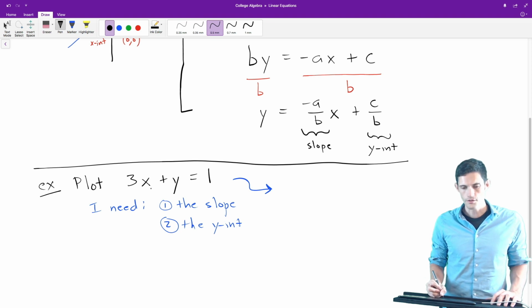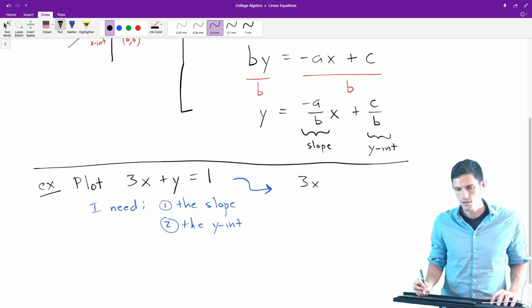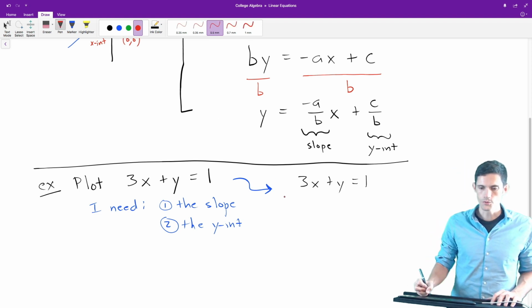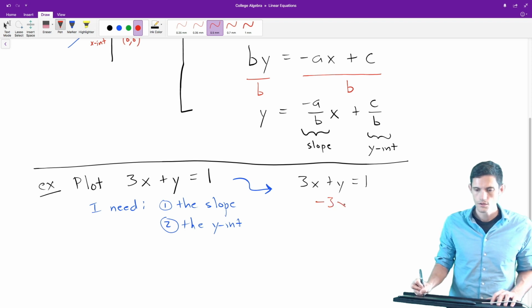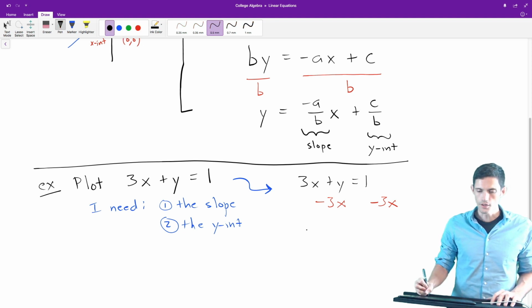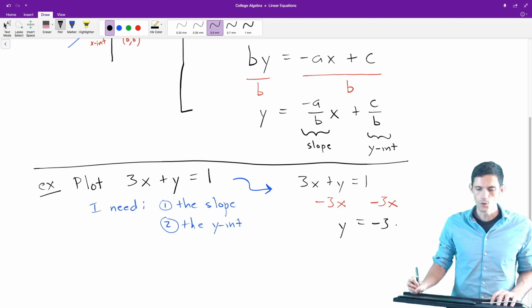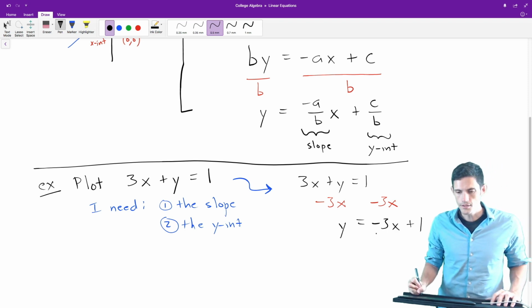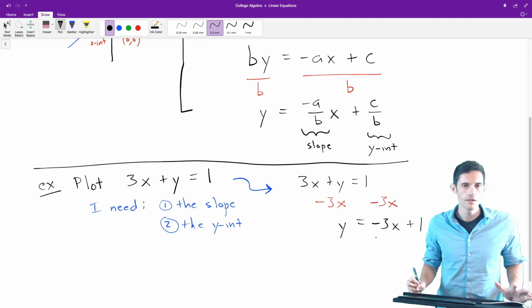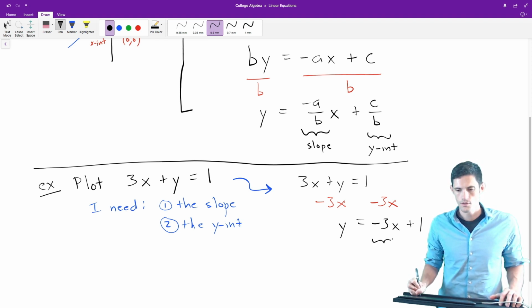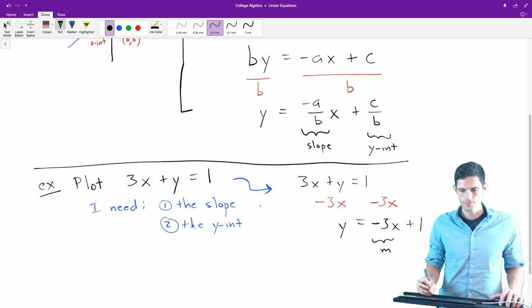All I got to do is subtract the 3x. So let me write this again. I'm going to subtract 3x on both sides, of course. And so on the left, I just have y. And on the right, I have, and let me put the negative 3x first, so it looks more like y equals mx plus b. And so m is the coefficient of x. That's everything that's multiplying the x. So in this case, it's negative 3.